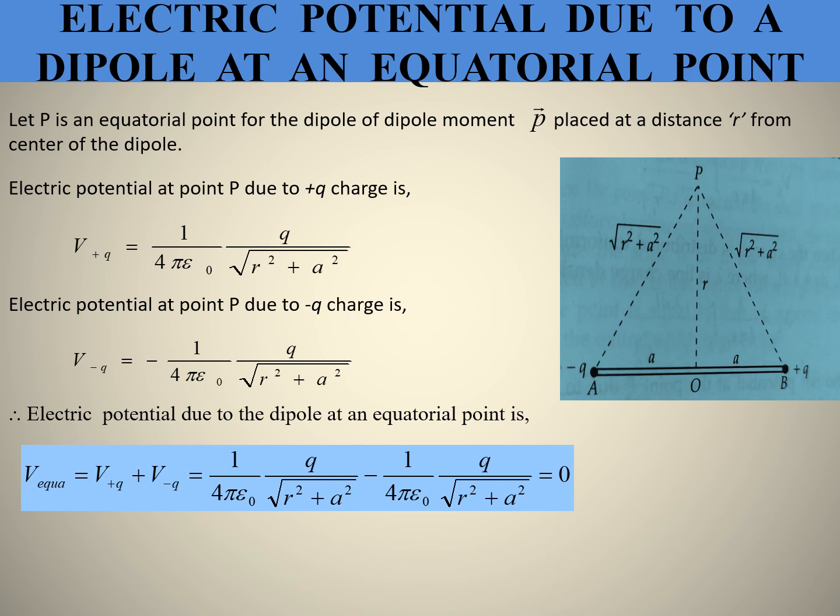That means for every point lying on the equatorial line, the electric potential due to the dipole will be 0, whatever may be the value of the distance small r.